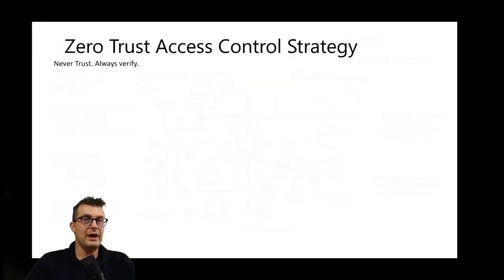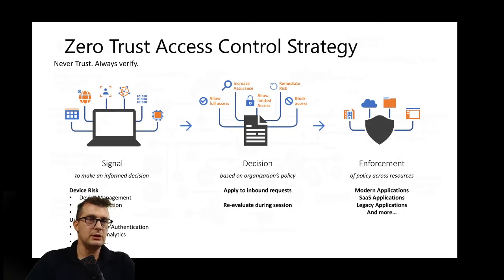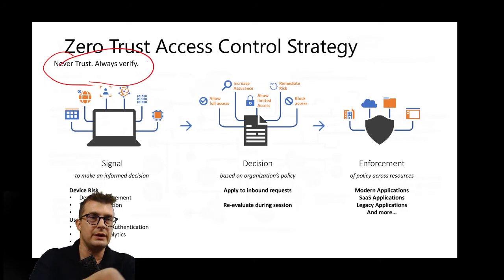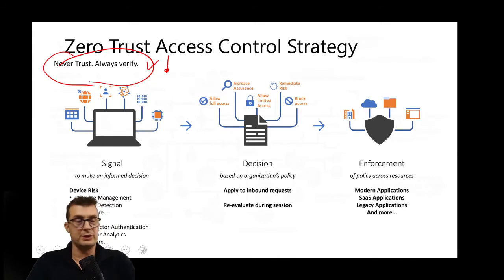Zero trust access control strategy has one slogan: never trust, always verify. That's the very important one. It's based on three things: signals, decisions, and enforcement. The signals let us make an informed decision about what is going on, based on device risk or user risk. Then there's the decision we make based on these signals, allowing or disallowing a person or device to access something. And then we enforce that across the products.